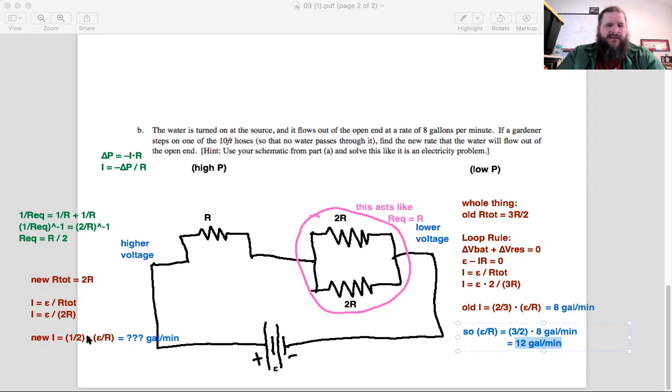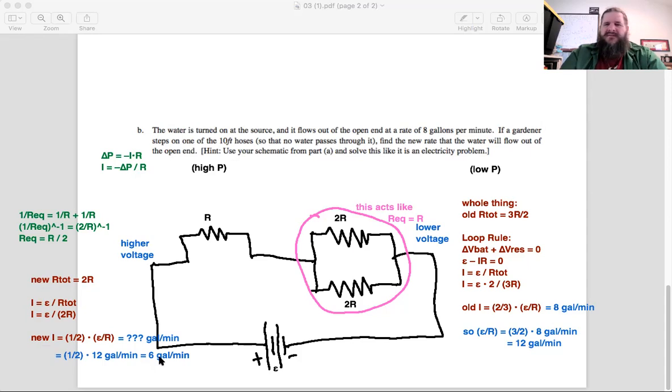So we can plug that in over here and take 1/2 times epsilon over R. One half times, we know epsilon over R is equivalent to 12 gallons per minute. So we take half of that, we get 6 gallons per minute. So we should expect that with one of the hoses blocked, instead of getting 8 gallons per minute, it's reduced to only 6 gallons per minute. Because we've increased the total resistance by cutting off a path. So that decreases the current flowing through the hoses.